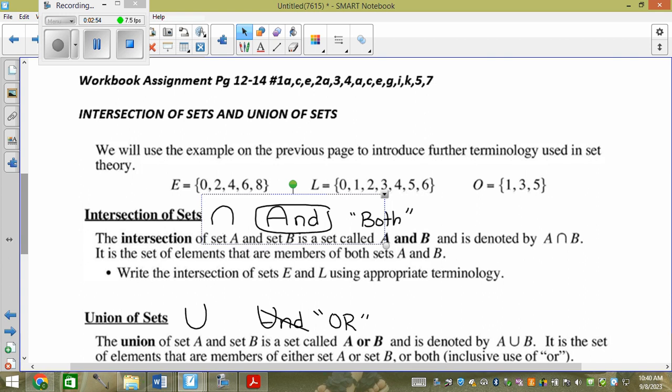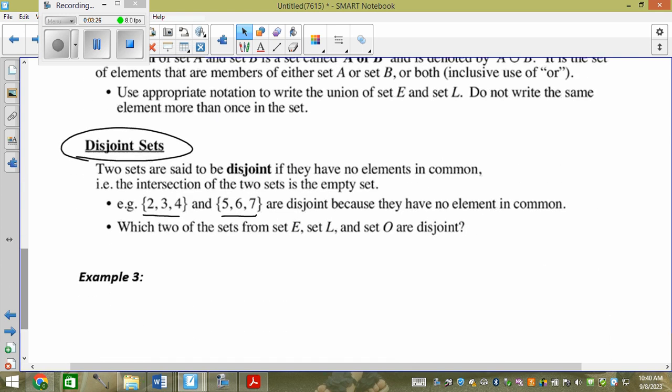I see 2. Yeah. Well, L and O have one, so that doesn't work. Which two, not all 3 sets, which 2 sets have nothing in common? E and O have nothing in common. E has 0, 2, 4, 6, 8, and O has 1, 3, 5, right? You were looking at all 3 of them. I didn't explain it very well. We just needed 2. So it would be E and O.